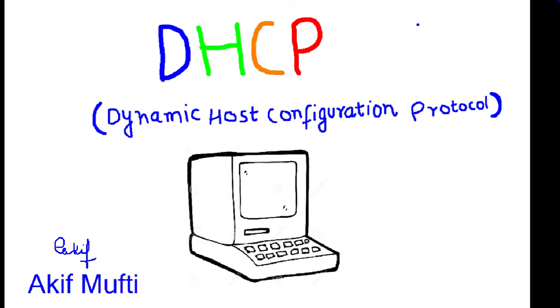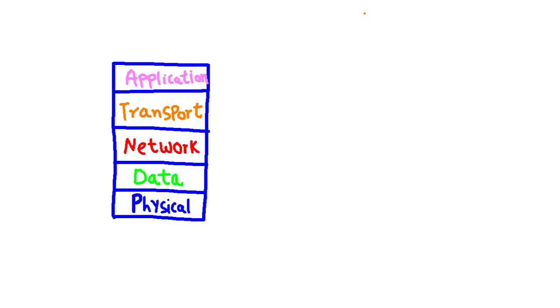So let's get started. In the TCP/IP protocol suite, we have these 5 layers: physical layer, data link layer, network layer, transport layer, and application layer. Today, the DHCP that we are going to discuss comes in the application layer. It's an application layer protocol, and we will be discussing how it's related to the transport layer.